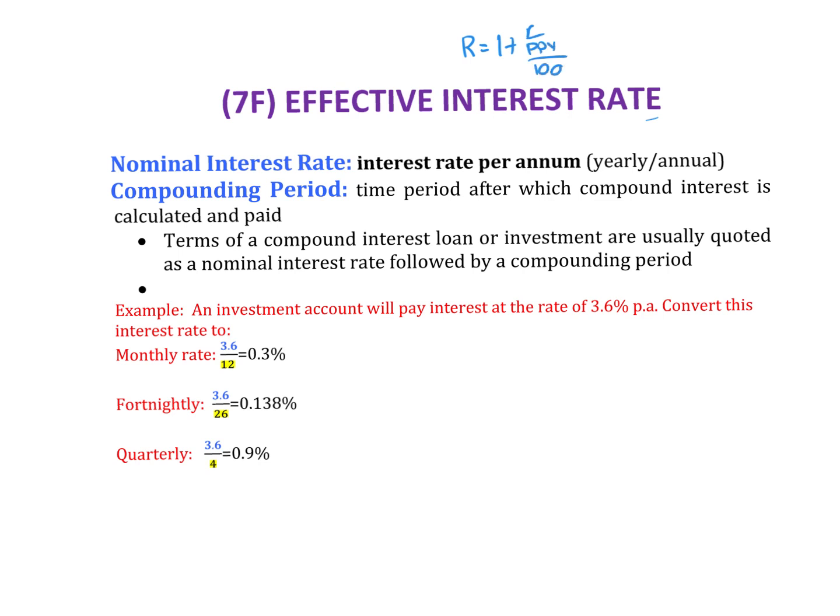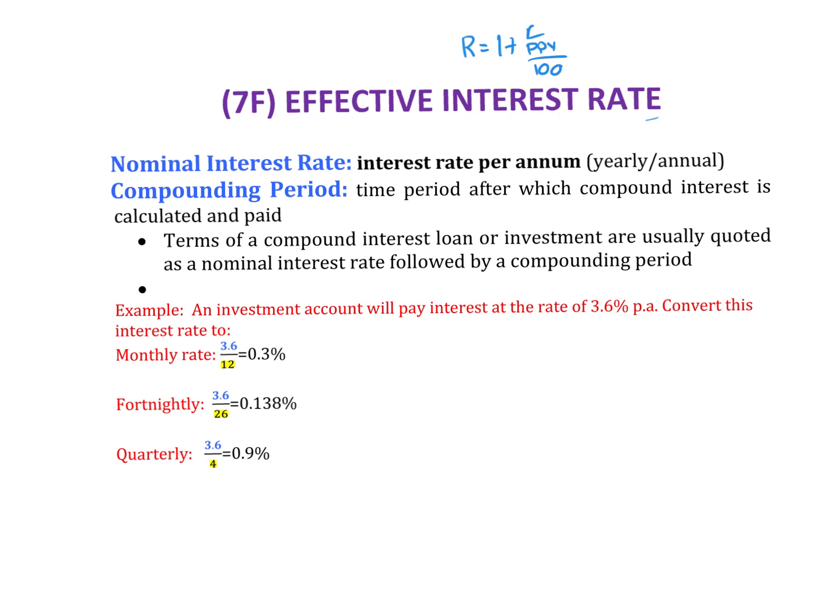Okay, so the compounding period: compound interest can be applied at different intervals, and that's what that PPY is. So you could do it monthly, yearly, fortnightly, and so on. So what we're going to see is that depending on how often you compound your interest, it can effectively change what the actual interest rate is.